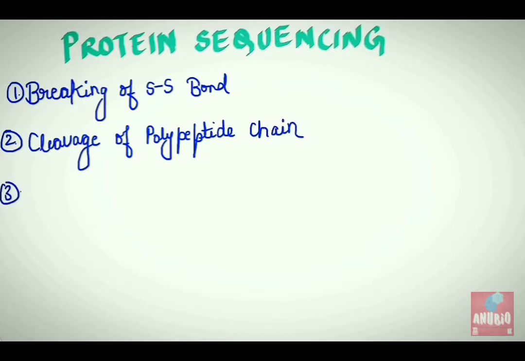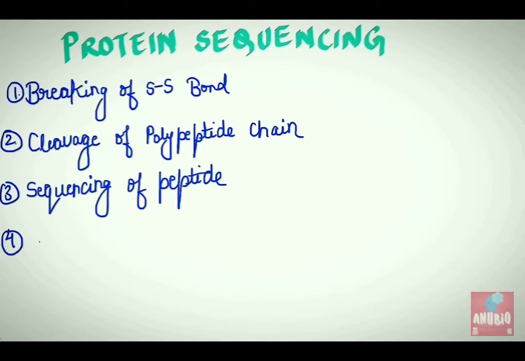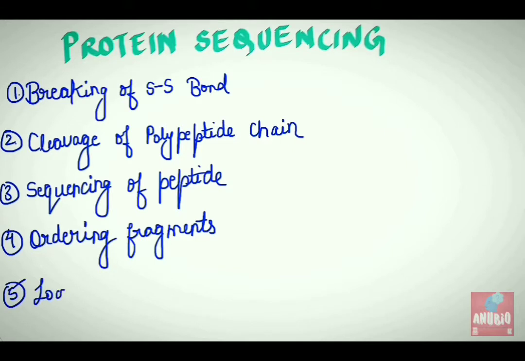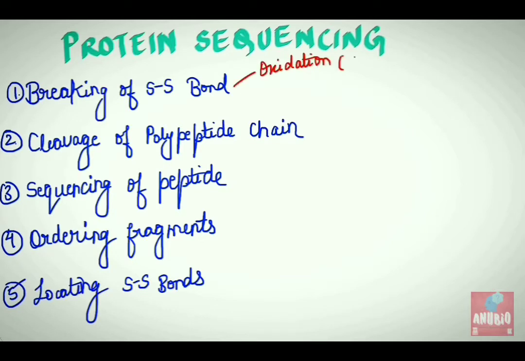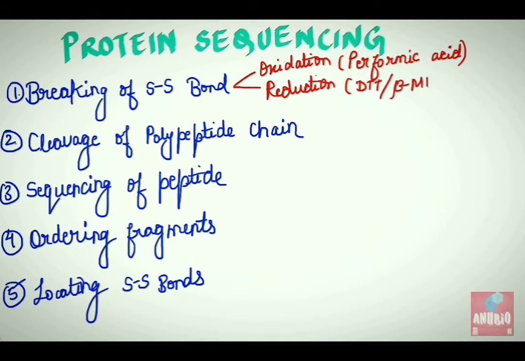And then the third step is sequencing of the peptide whose amino acid sequence we want to know, and then ordering of the fragments of the peptide which we have cleaved. Then the fifth step is locating the disulfide bonds in the peptide. There are two steps in breaking the disulfide bond: first is oxidation by formic acid, and then a reduction step with the help of DTT or beta mercaptoethanol. Cleavage is done by proteases, which cleave the peptide bonds of the protein.